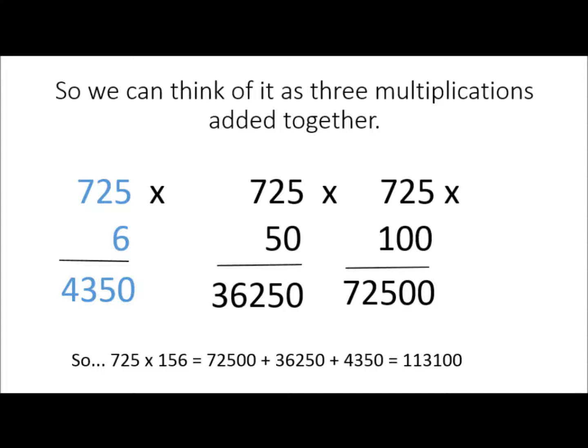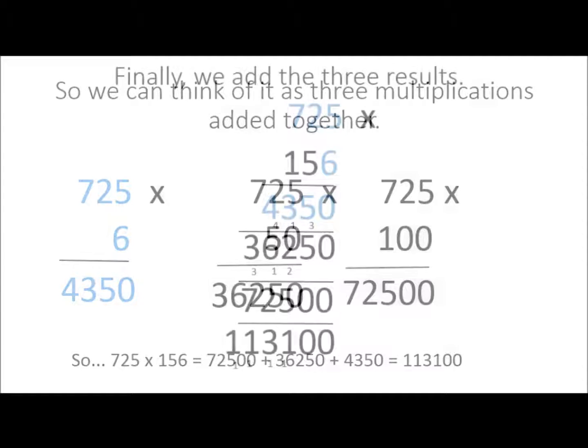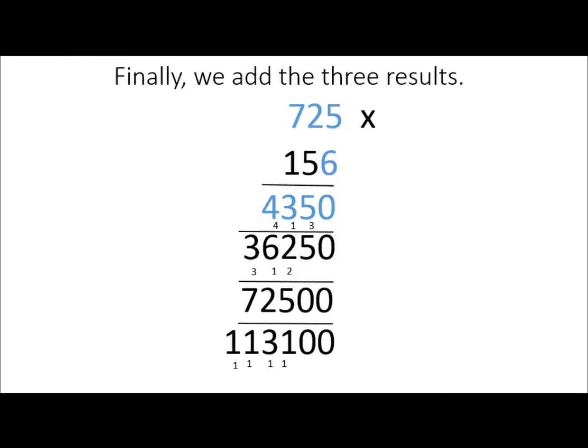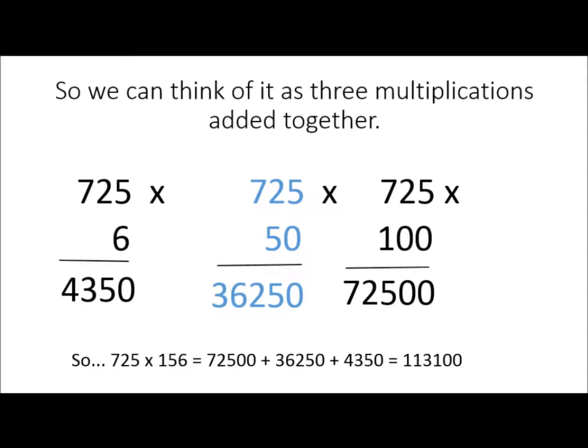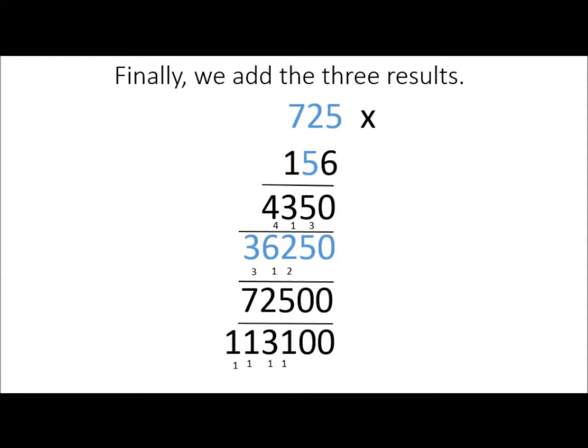So just to check that we've actually done exactly the same thing, if we look back at our opening slide, we've got 725 times 6 is 4,350. And here we've done the exact same thing. 725 times 6 is 4,350. And again, we've done 725 times 50 is 36,250.